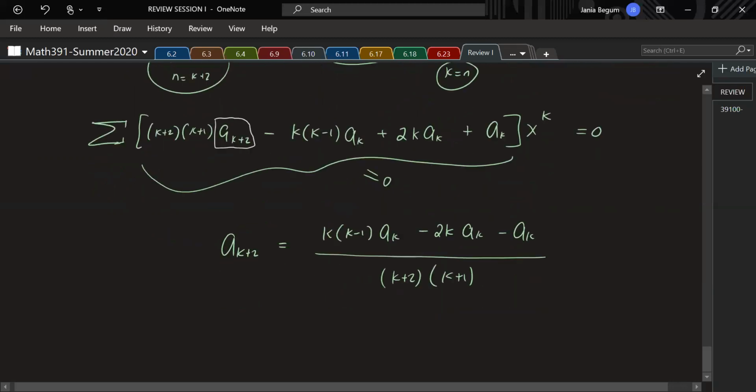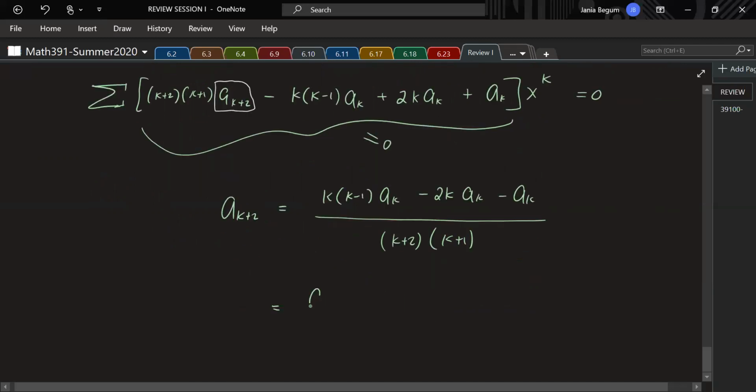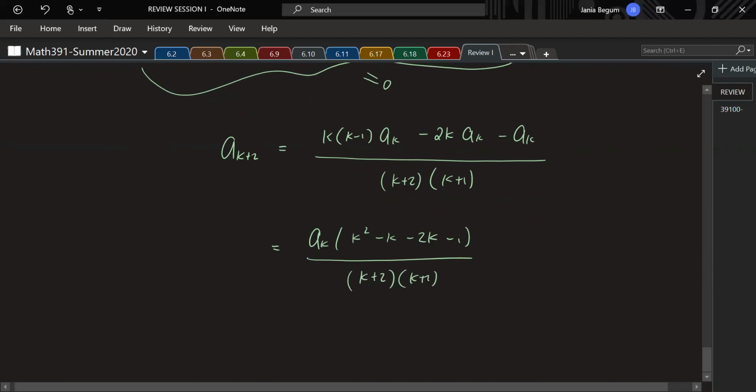And on the top, you want to simplify it as much as you can, because none of this will match with the answer I gave you. So we have to do more work. Pull out a sub k. You're left with k squared minus k, and I'm distributing at the same time for the first term, and then I have minus 2k minus 1, everything over k plus 2 and k plus 1. So all of this simplifies to k squared minus 3k minus 1 times a sub k over k plus 2 and k plus 1. And that's the simplest we can get.